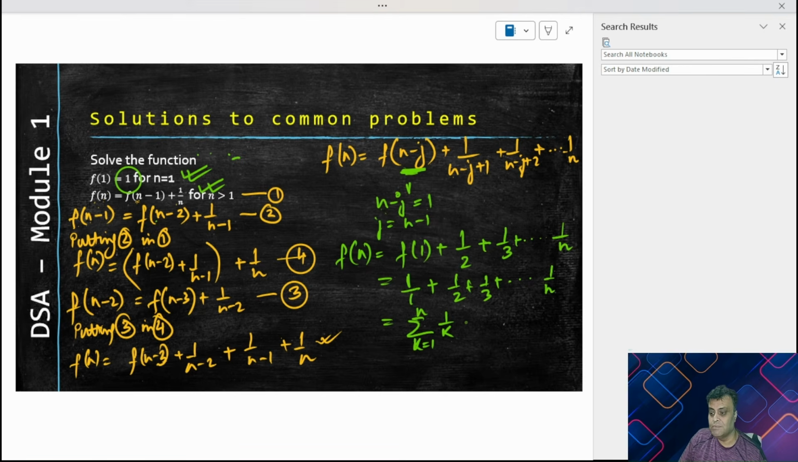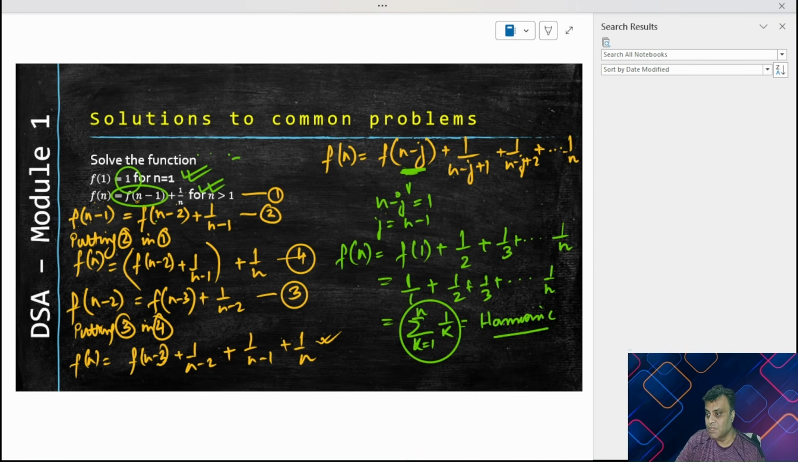right? So that is basically a harmonic function that we are arriving at, where we have eliminated this recursive call, and it has come to be something which we can now calculate without recursion. So the summation of k over 1 to n of 1 by k is basically the answer to this question.